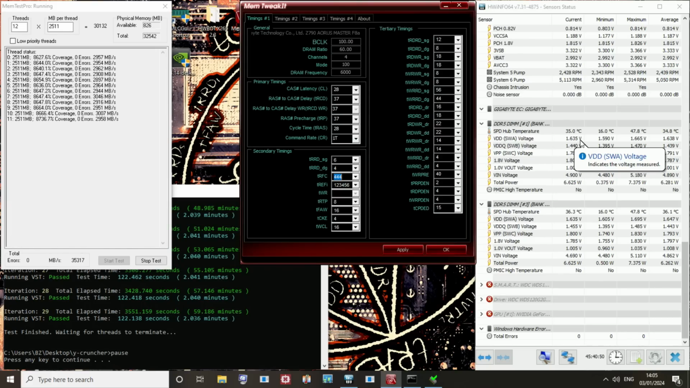So if you want to run lower TRRDSG, you just need to give it enough voltage to run lower TRRDSG. At 1.45 volts, if I try to set TRRDSG to 6, it doesn't work at all. But at 1.65 volts, it works just fine. It can run 8,000% of HCI memtest.